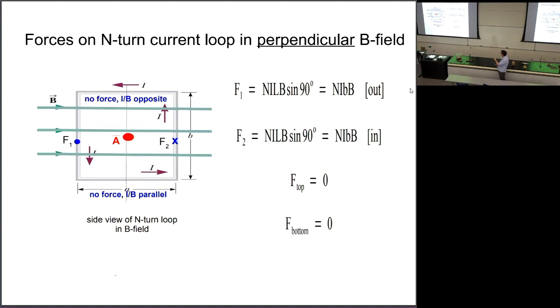The other thing I built in is the fact that for the sine theta, the current is going down or up, the field is going left to right, and so there's 90 degrees between the direction of the current and the direction of the field. And so sine theta is sine 90, which is 1. Okay.